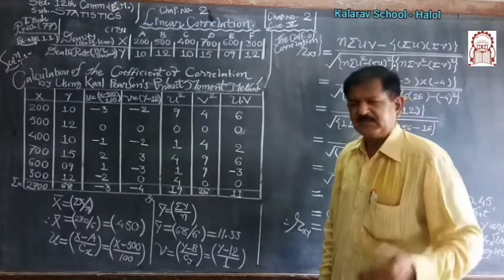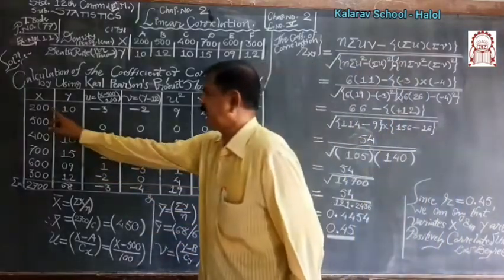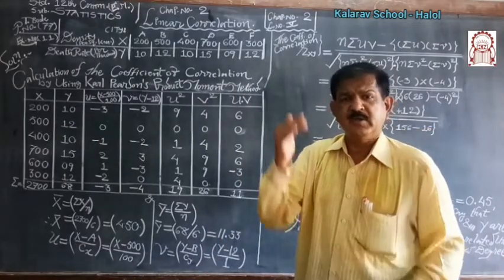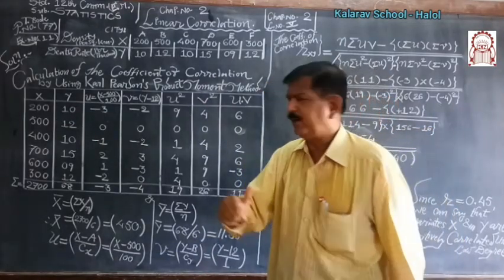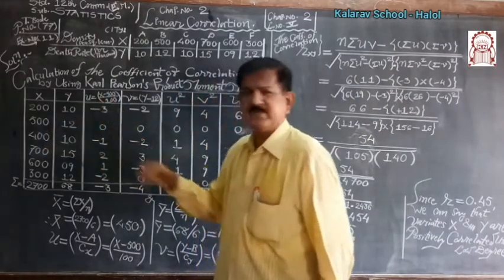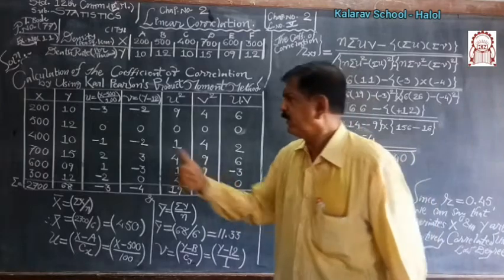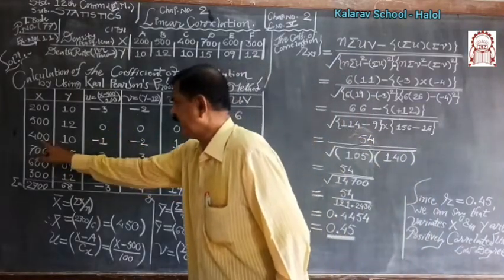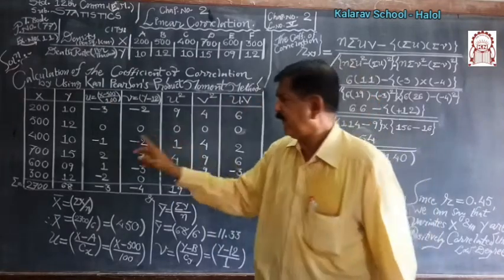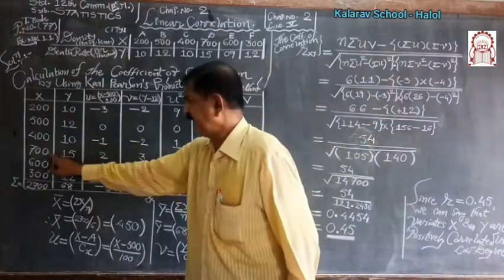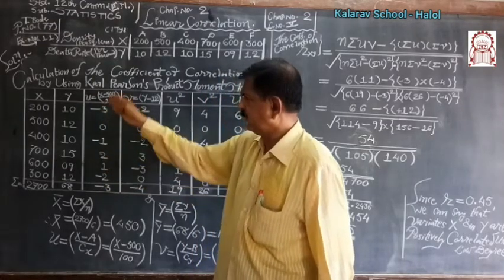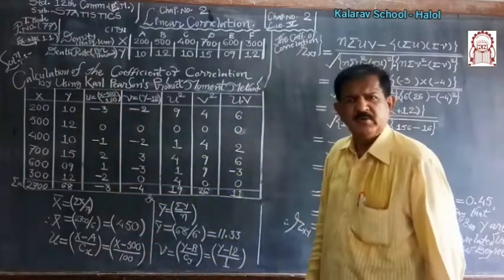Therefore, for the series x, first of all subtract 500: 200 minus 500 becomes minus 300. And minus 300, if you divide by 100, becomes minus 3. 500 minus 500 is 0. 0 divided by any number becomes 0. 400 minus 500 means minus 100. Minus 100 upon 100 means minus 1. 700 minus 500 becomes 200. 200 divided by 100 becomes 2. In the same way we calculate u.